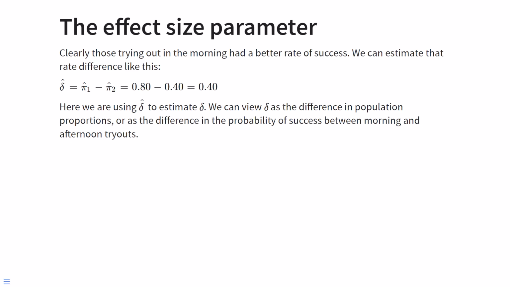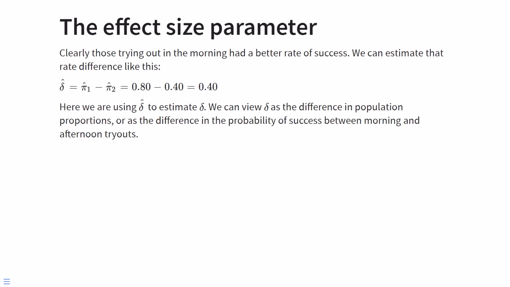That is what we actually would obtain in our population. So our best guess at that parameter right now, our best estimate, is 0.40, meaning that there is a 40 percentage point difference between pi 1 and pi 2. That is, in the morning the success rate was 40%, and in the afternoon 80%. So the percentage point difference, our effect size, is 0.40.